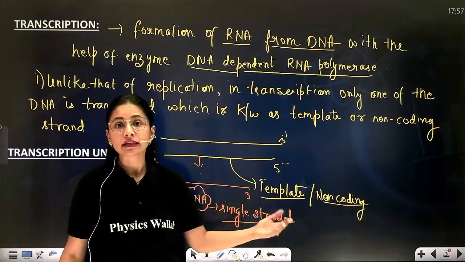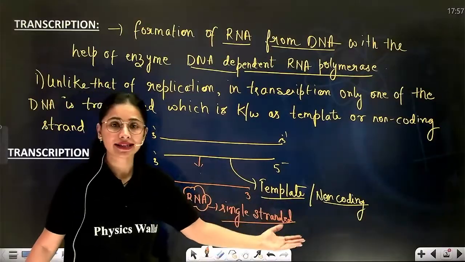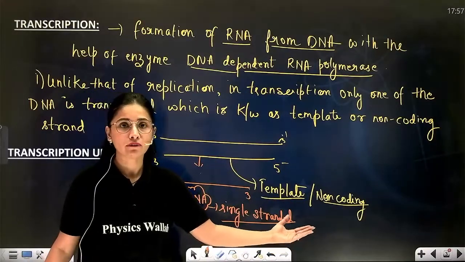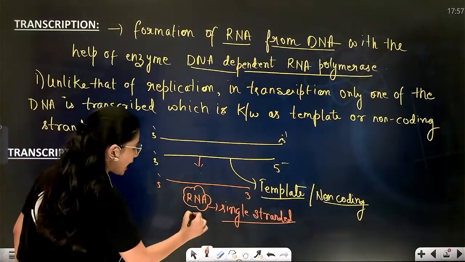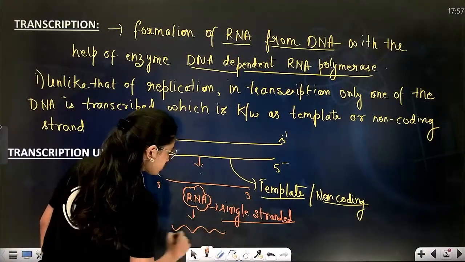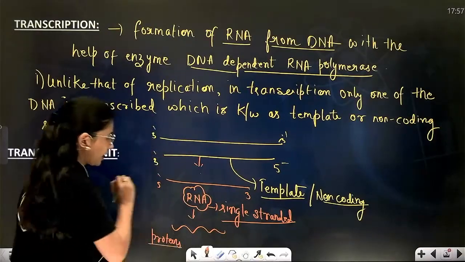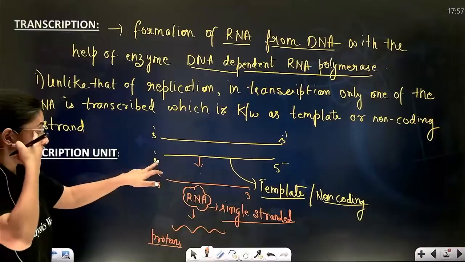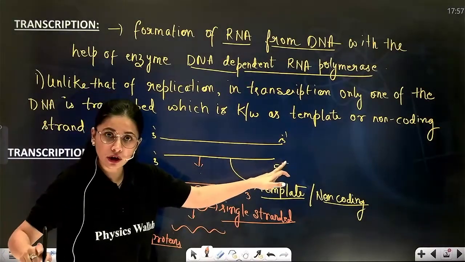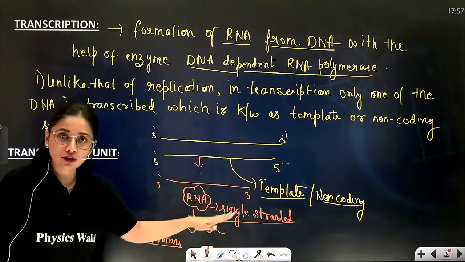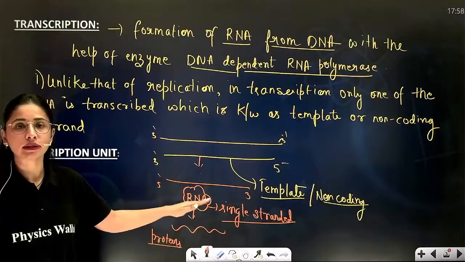But why is it called non-coding? The reason why this 3' to 5' strand of DNA is known as non-coding is that later this RNA will be used to synthesize proteins. Correct? Okay. One more thing beta, in this template DNA, the arrangement of nucleotides will be exactly complementary to the arrangement of nucleotides found in the RNA.